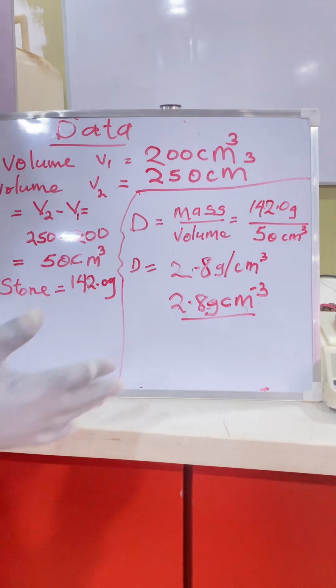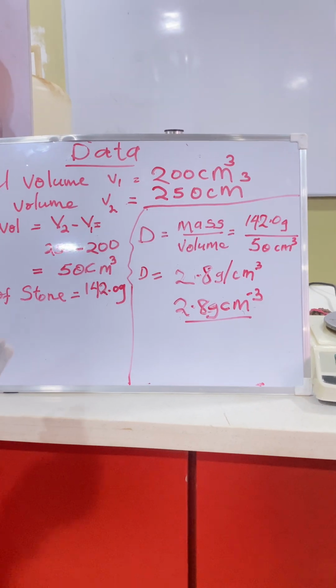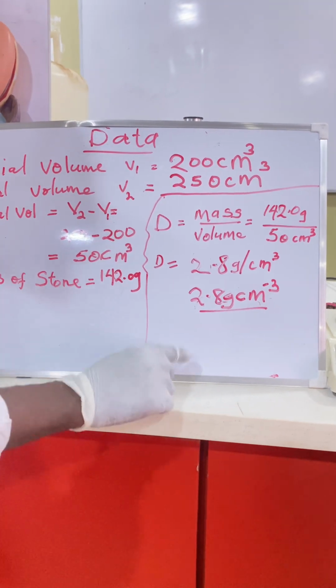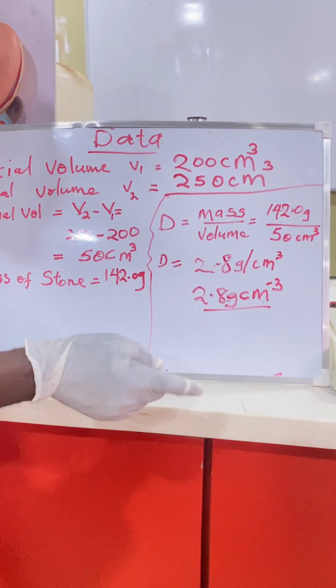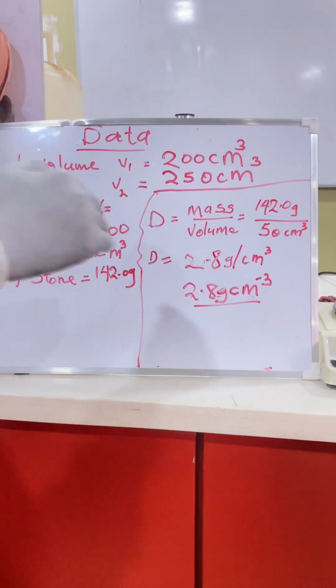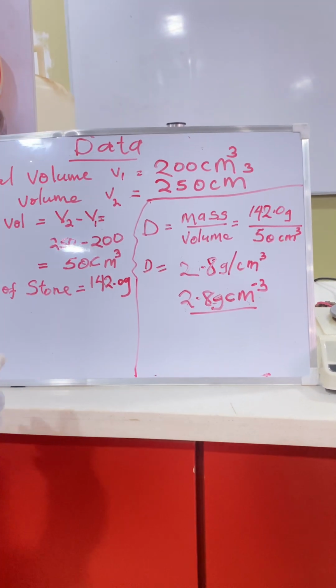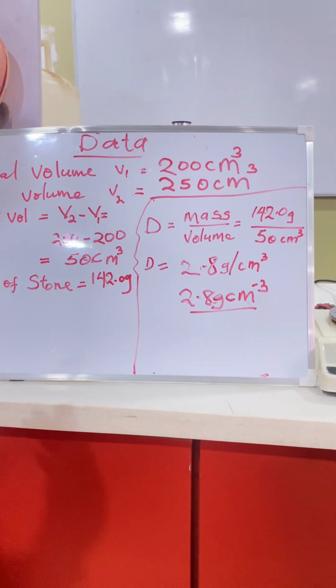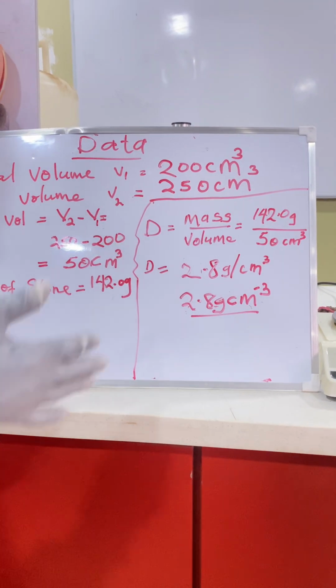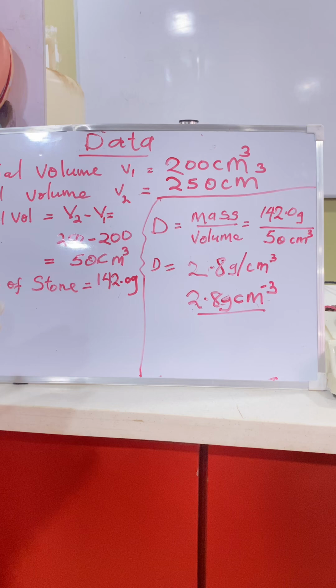Now, what is the main purpose of looking for density? Scientists know that the density of water is 1.0 gram per centimeter cube. So any object whose density is above 1.0 gram per centimeter cube, definitely that object will sink. And if the density is lesser than the density of water, definitely that object will float.